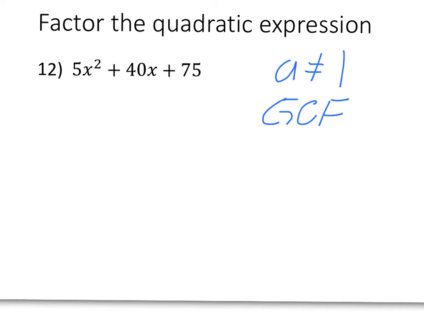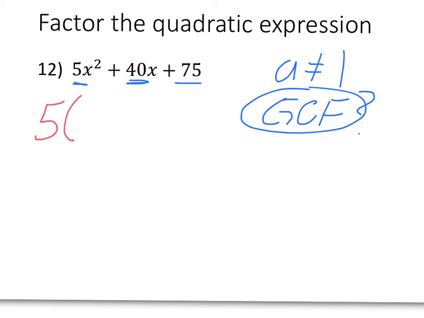You always ask yourself this when you're factoring: can I take out something? Well, each of these terms has a common factor, and the common factor is 5. So if I take a 5 out of each of those terms, I'm dividing 5x squared by 5, I'm dividing 40x by 5, and I'm dividing 75 by 5. So if I take a 5 out, 5 is my common factor.